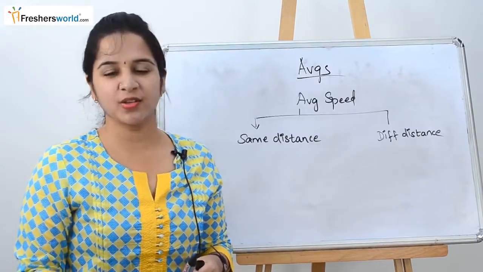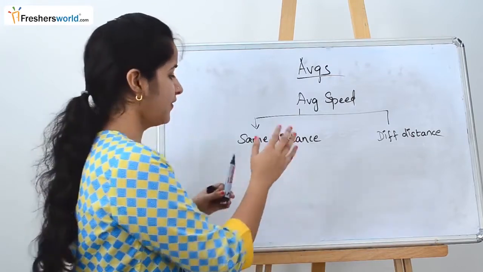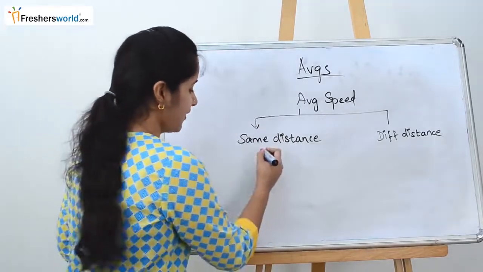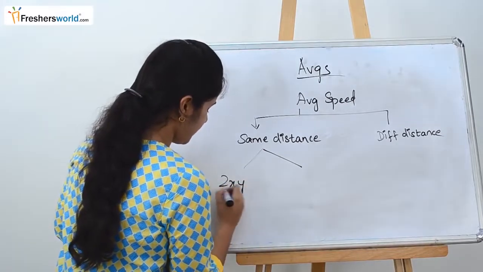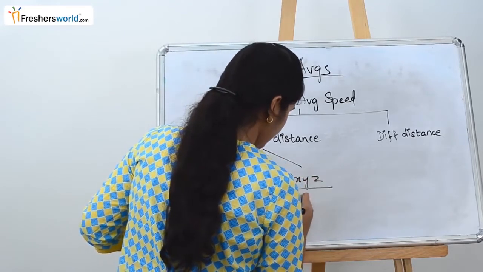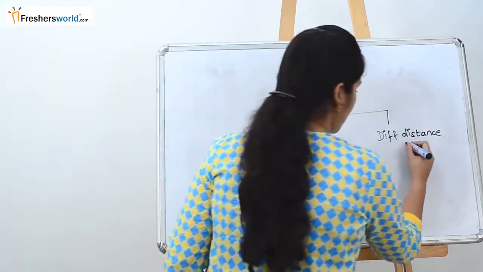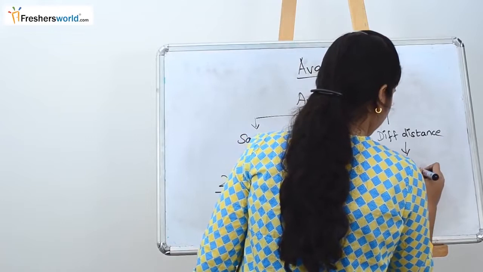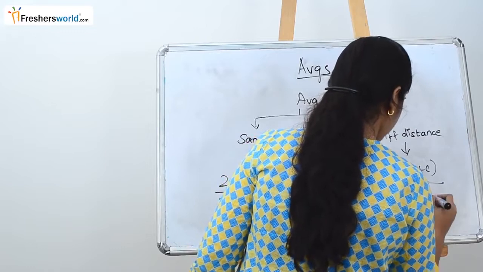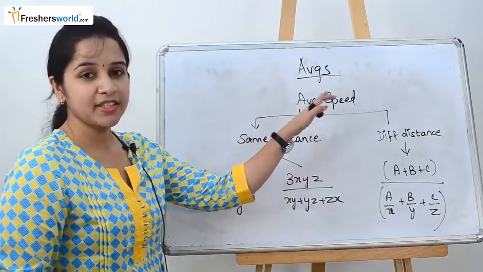In the case of averages, the common type of problem that you see is average speed. In average speed, there are two concepts: if they are of the same distance, and if they are going different distances. In the case of same distance, we will use these two formulas: 2xy by x plus y, and 3xyz by xy plus yz plus zx. Similarly, in the case of different distances, the formula that we use is a plus b plus c divided by a by x plus b by y plus c by z. So these are the formulas which we should know for solving average speed problems.